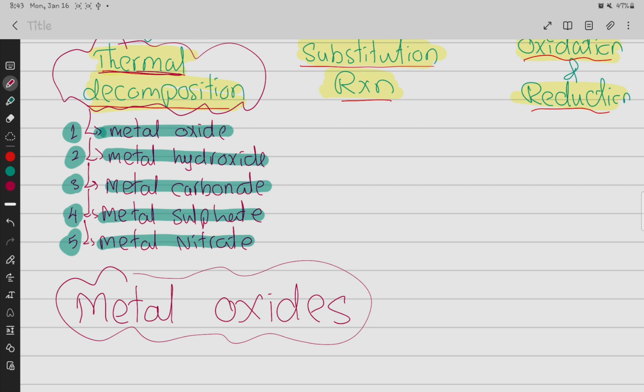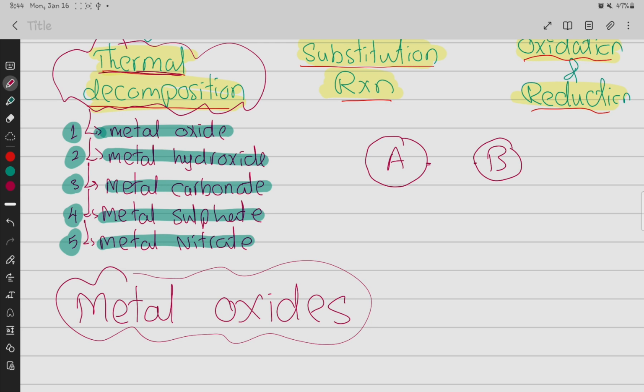Thermal, as we know, means heat. Decomposition means breaking up. So thermal decomposition means breaking up compounds by using heat. For example, if we have a compound that comprises A and B, and of course they are attached to each other, I want to break it down, so I heat them. When I heat them, they break down. This process is called thermal decomposition because I used heat to break it down.